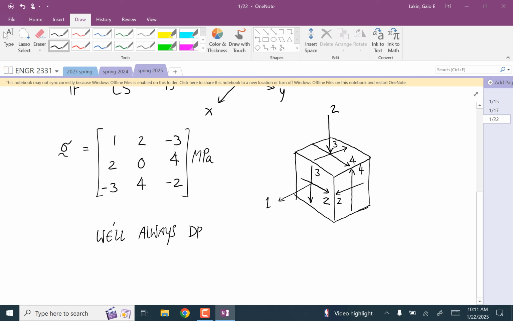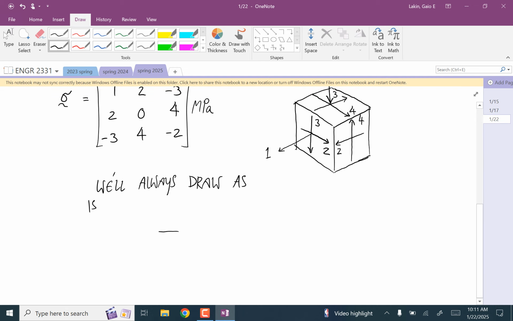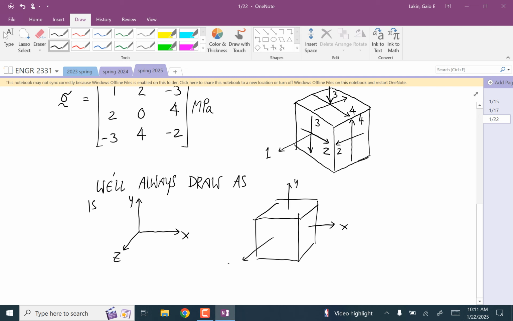So we'll always draw as if X is this way, Y is this way, Z is this way. And so that means that X comes out of this face, Y comes out of this face, Z comes out of this face. Okay, but remember that really what's happening is that stress cube is rotating according to whatever the coordinate system is, and we will deal with wacky coordinate systems.